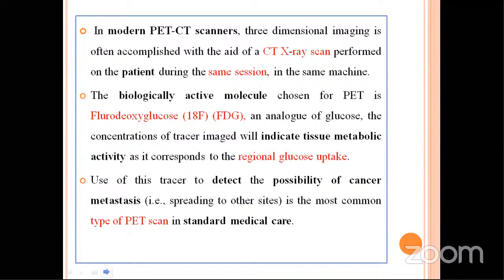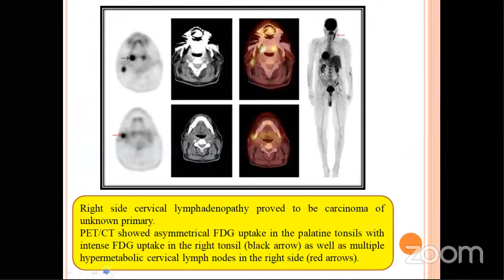The spread of metastasis is most commonly detected by means of PET scan to see where the metastasis is actually taking place. Okay, and the resultant image will be in such a way that these are some of the axial sections, and these are called the hot spots.